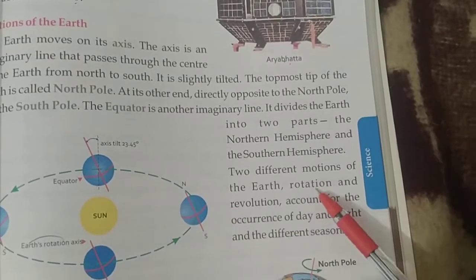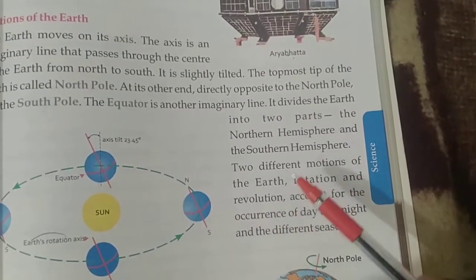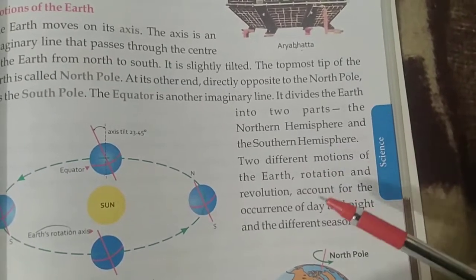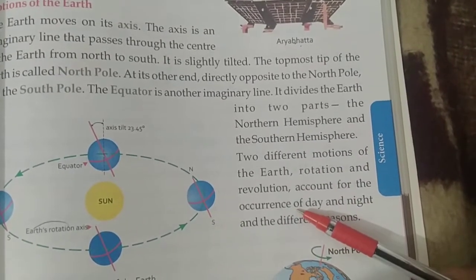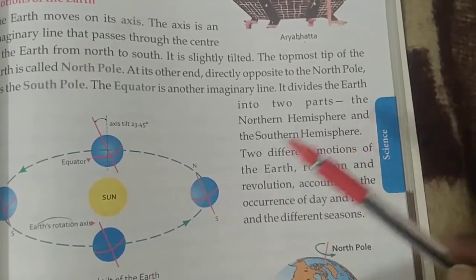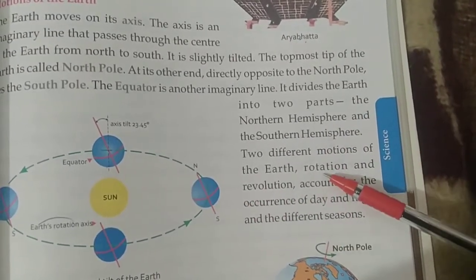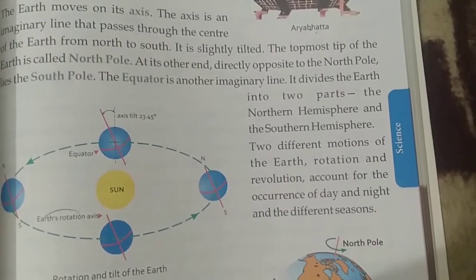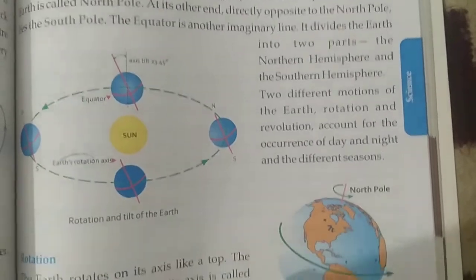So rotation and revolution, because of these two motions, the day and night occur and different seasons like the winter season and summer season occur. Because of rotation and revolution. Understood? Rotation and revolution.